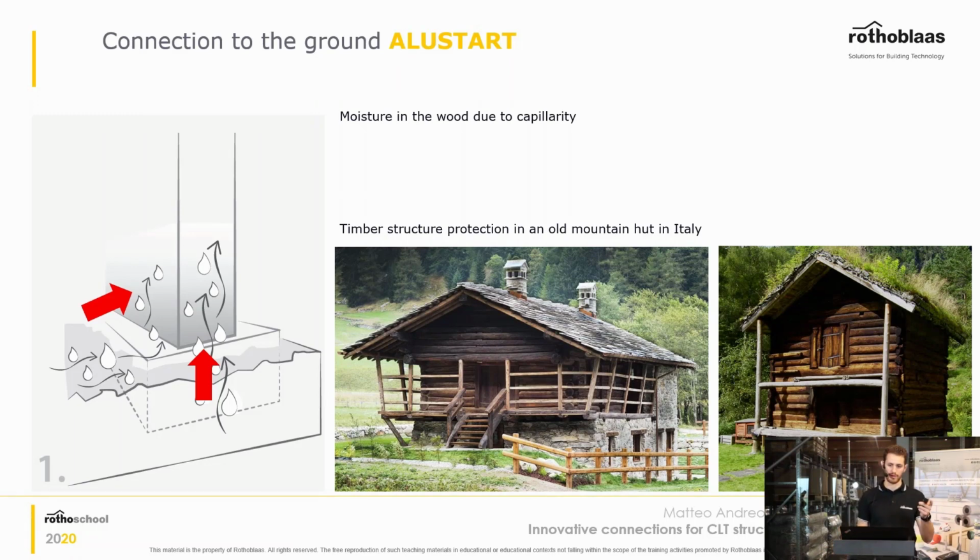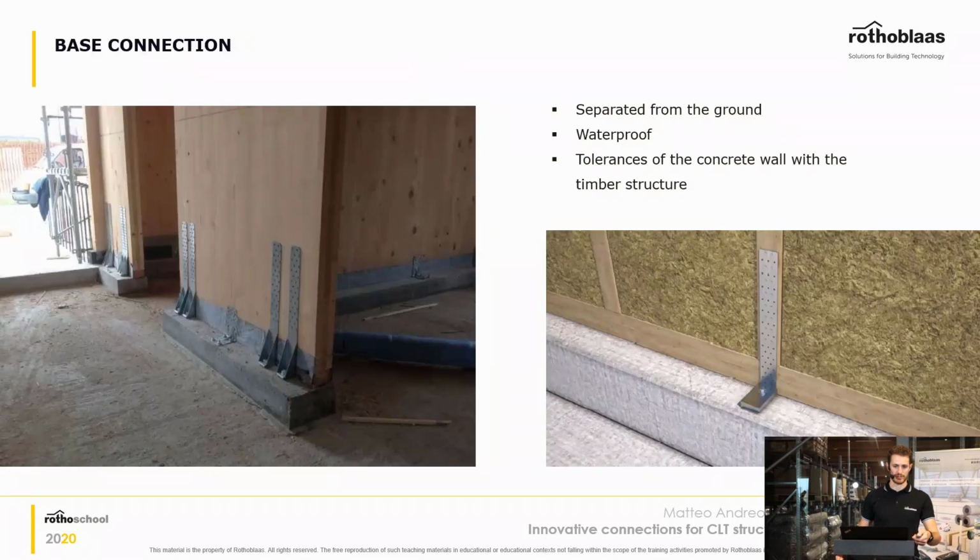So water and humidity are the worst enemy of your timber structure, and especially in the ground connection is where you have to be the most careful, because you have the water that tries to go up the structure because of capillarity, and as well the water from rain, which is trying to get into the structure.